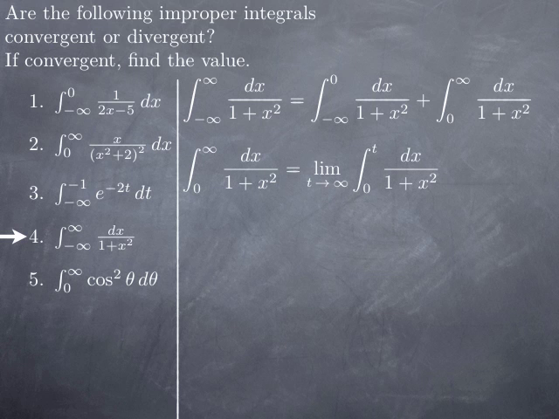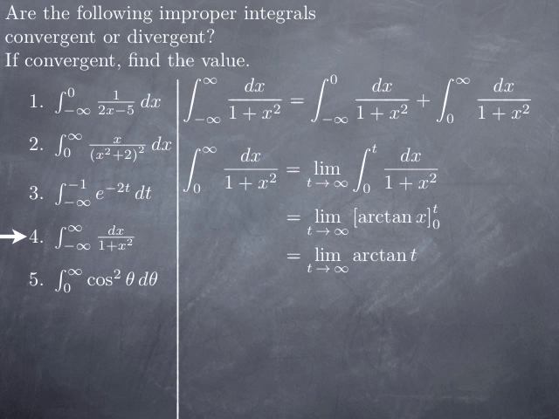Let's start with the second integral from 0 to infinity. By definition, it's a limit of the integral from 0 to t as t goes to infinity. And the integral from 0 to t is well defined. The function is continuous on that interval, so we can use the fundamental theorem of calculus and just evaluate an antiderivative. But an antiderivative of 1 over 1 plus x squared is well known, it's just arctangent x. So we have the limit as t goes to infinity of arctangent x evaluated between t and 0.